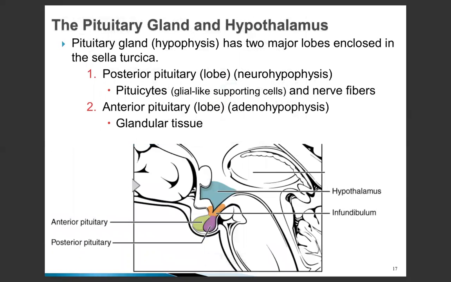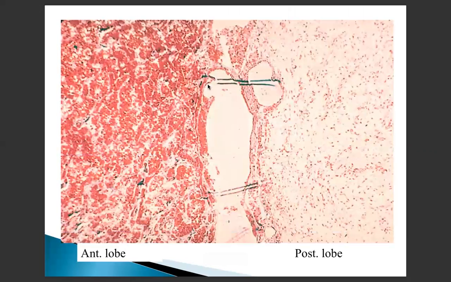With the pituitary gland, the hypophysis has two major lobes enclosed in the sella turcica. One, we have the posterior pituitary lobe, the pituicytes and nerve fibers. Number two, we have the anterior pituitary lobe, which is the glandular tissue. The anterior pituitary is the green shade, and the posterior pituitary is the purple shade. Here you can see both the anterior lobe and the posterior lobe.